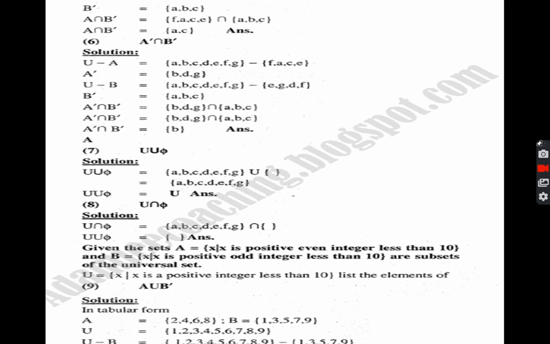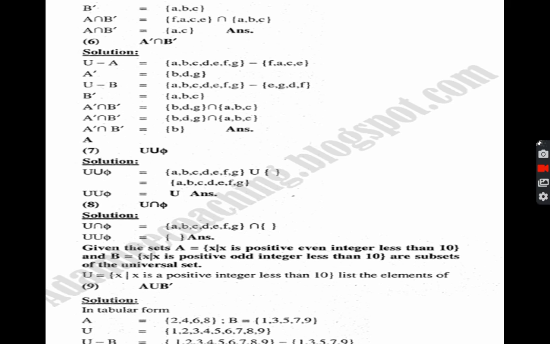These are subsets of the universal set. Universal set is x such that x is a positive integer less than 10, meaning according to the statement, the universal set has all values less than 10. List the elements of A union B complement.